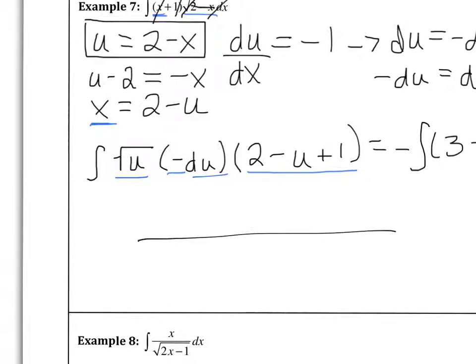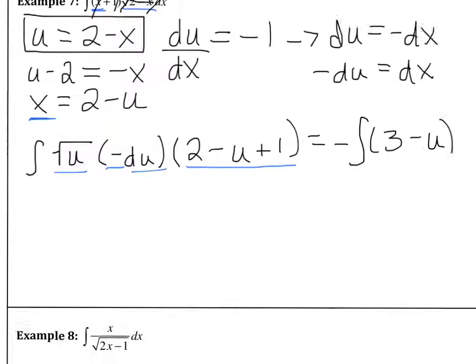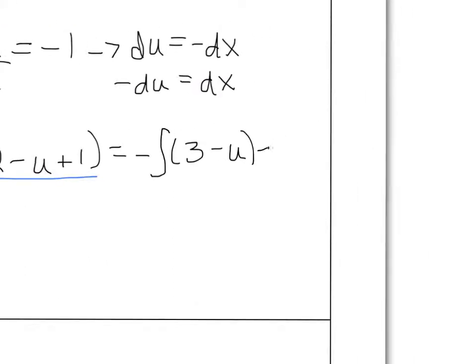Whoops. Just going to erase that there. All right, so let's just add in the root u and the du. And at first, this doesn't look much better because we still have the integral of a product, but it doesn't have to be, right? Because we can distribute. We can deal with this. So let's do that.